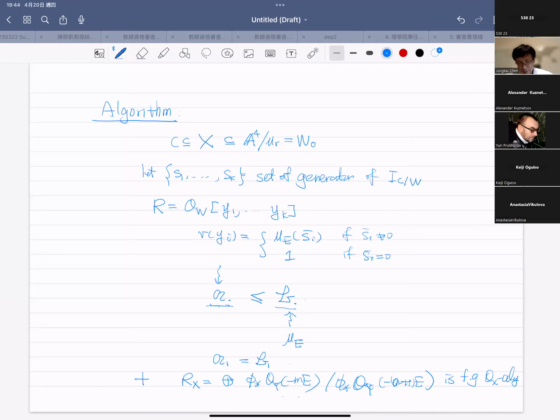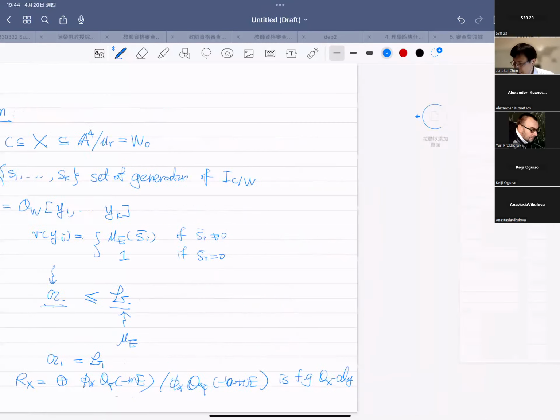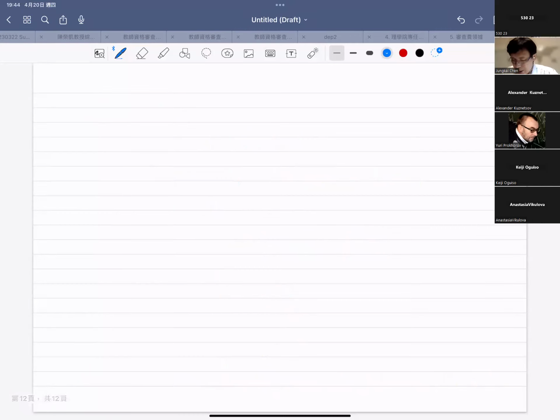And so by this kind of technique, we see that Y to X can be realized as a certain weighted blow-up over a certain affine space. Affine space. Okay.